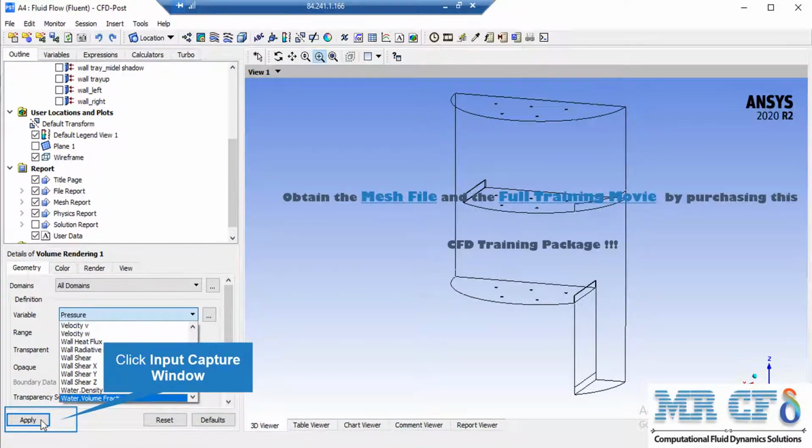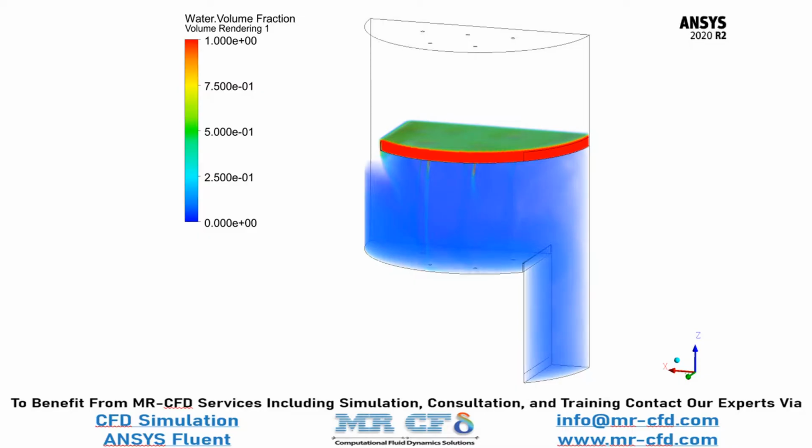Now in this contour, which is the water volume fraction contour, you can see how the water has entered the computational domain and has accumulated on the tray, and you can see how the water has flowed downward through the holes on the tray.